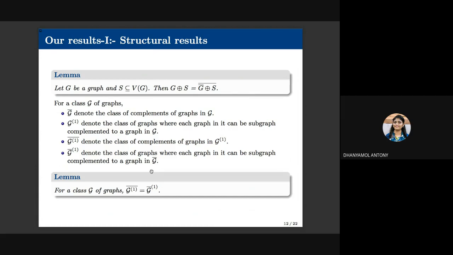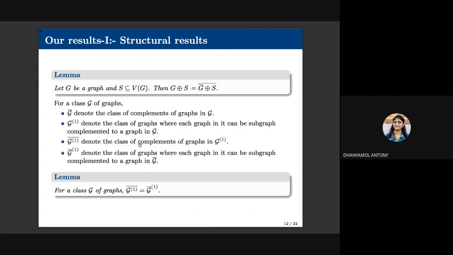Now consider a class script G of graphs. Script G complement denotes the class of complements of graphs in script G. Script G1 denotes the class of graphs where each graph in it can be subgraph complemented to a graph in script G. Script G1 complement denotes the class of complements of graphs in script G1, and script G complement 1 denotes the class of graphs where each graph in it can be subgraph complemented to a graph in script G complement. And we have this result. For a class script G of graphs, script G1 complement is equivalent to script G complement 1.